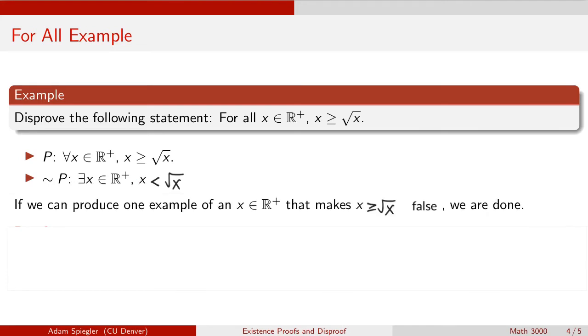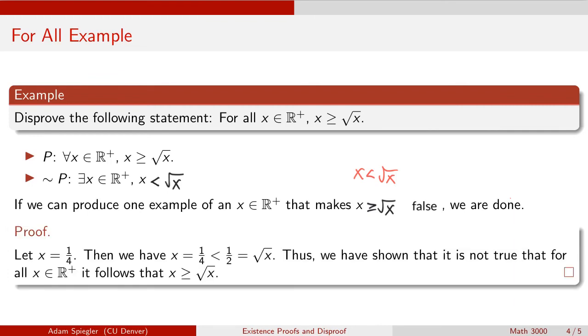So in other words, if we can produce one example of an x in the positive real numbers that makes the original statement false, which in this case would be equivalent to showing that x is less than its square root, then we're done. We just need to produce one counterexample. So what would such a counterexample be?